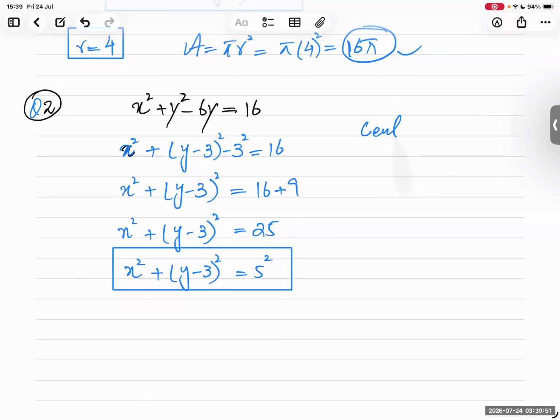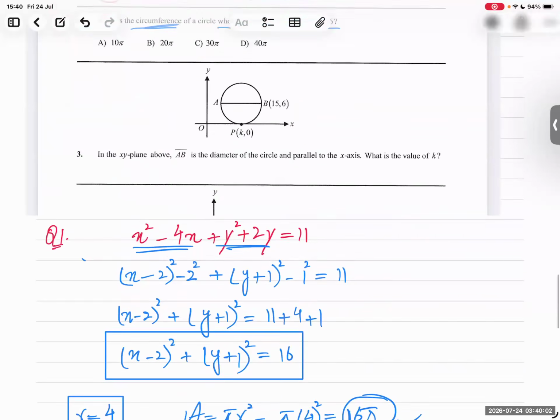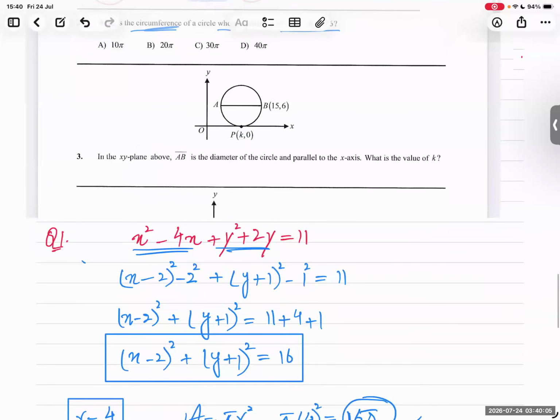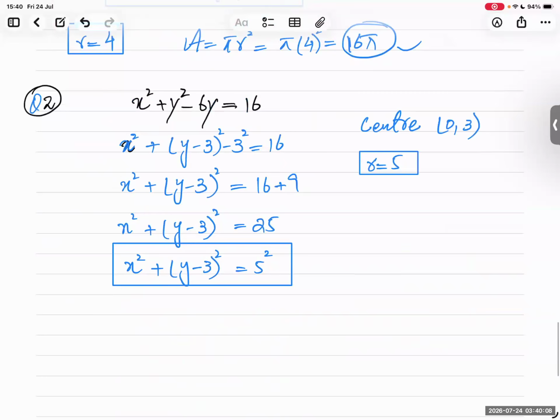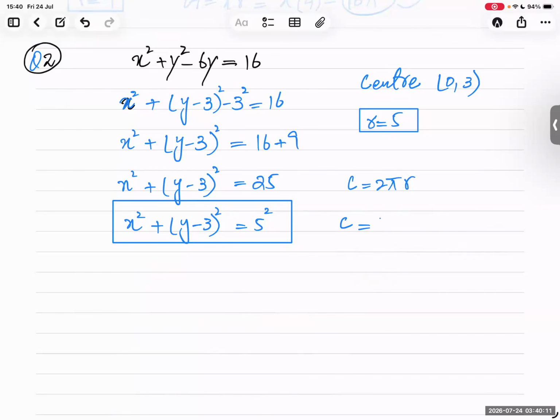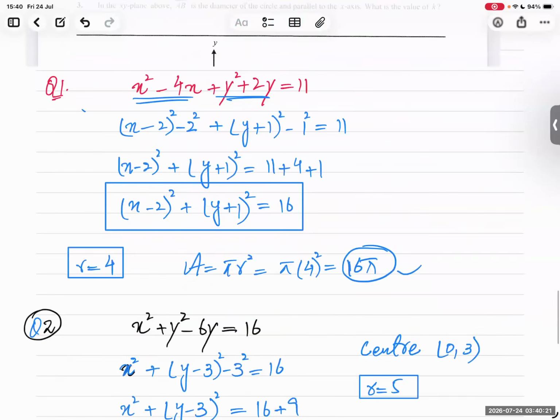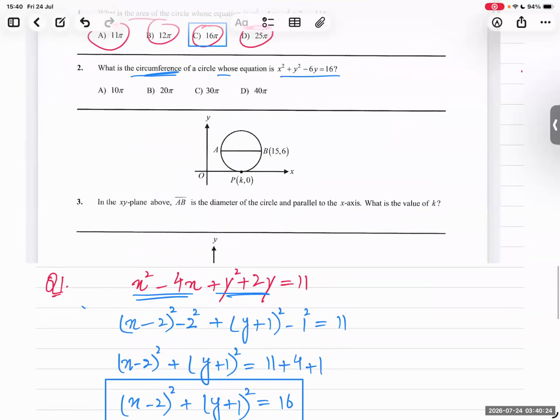That means coordinates of the center are 0 and 3, and radius is going to be 5. Now, in question 2, what are we looking for? We're looking for circumference. So that means they are asking for 2 pi r. That is 2 pi, and radius is 5. That is equal to 10 pi. Do we have any option stating 10 pi? That is A. Is that clear? Yes.